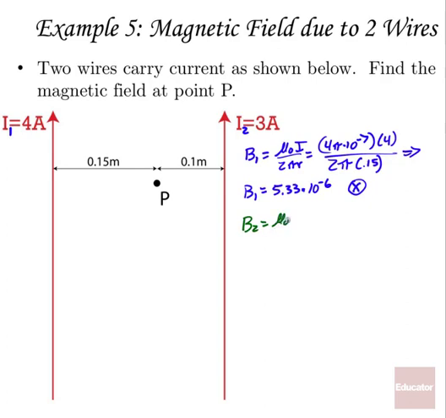B2 is also mu naught I over 2 pi r, or 4 pi times 10 to the minus 7 times 3 amps over 2 pi, and our radius now, our distance from the wire, is 0.1 meter. So when I put that in my calculator, I find that B2 is about 6 times 10 to the minus 6 Tesla. As far as direction goes, let's do the right-hand rule again.